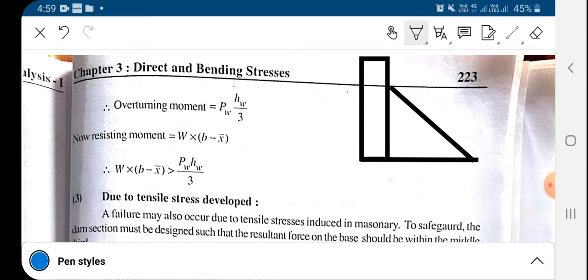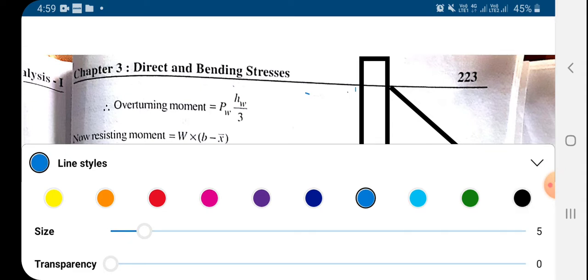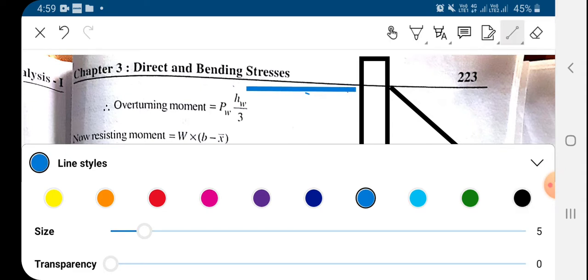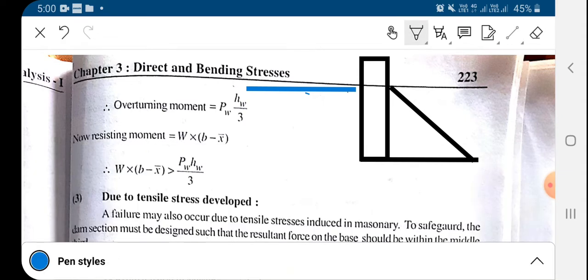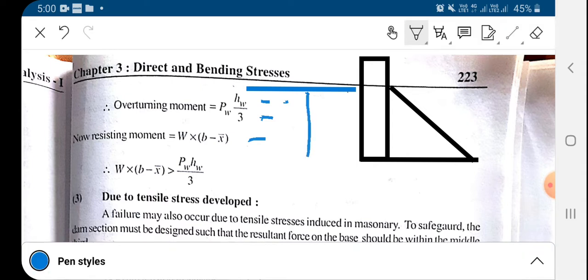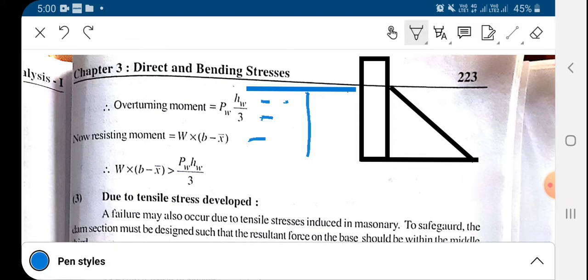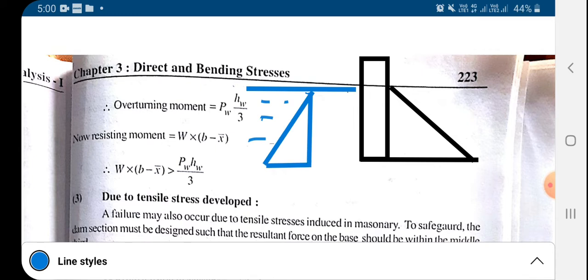So the water pressure is acting on the upstream side. On the upstream side, water is present up to this level. So this water pressure distribution diagram for this portion looks like this, triangular. This is the water pressure distribution diagram.